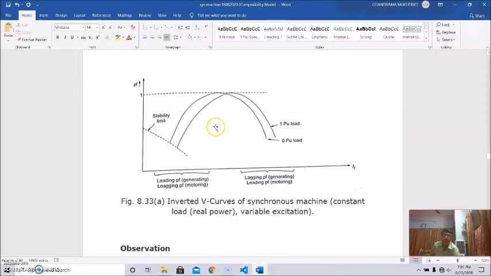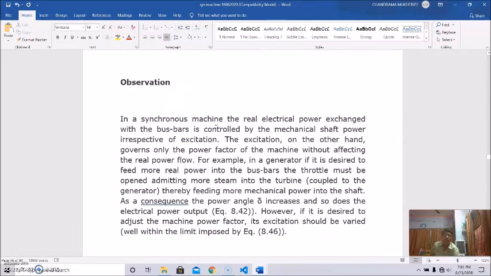So it is observed that in a synchronous machine, the real electrical power exchange with the busbars is controlled by the mechanical shaft power irrespective of excitation, and the excitation on the other hand governs only the power factor of the machine without affecting the real power flow.